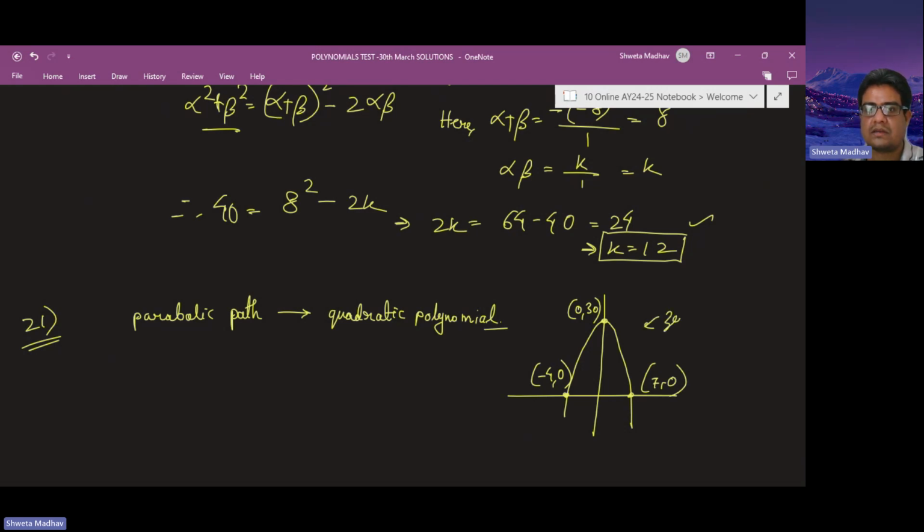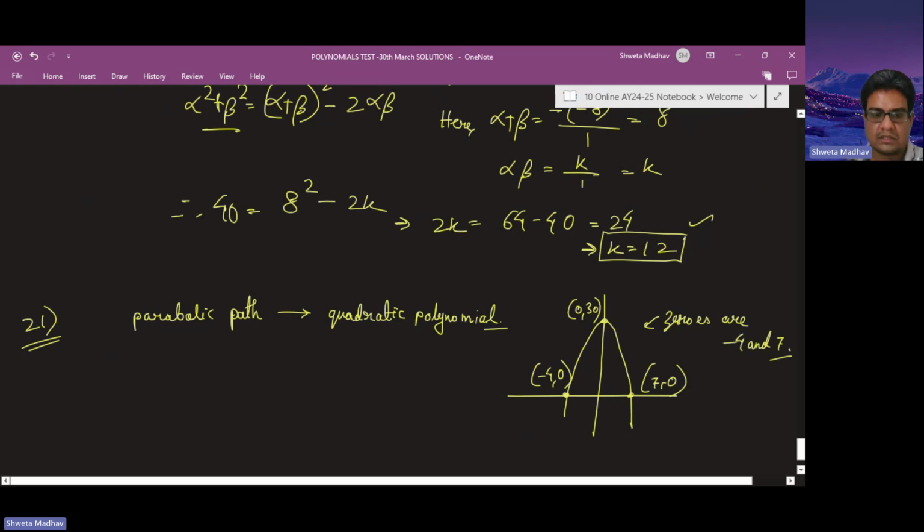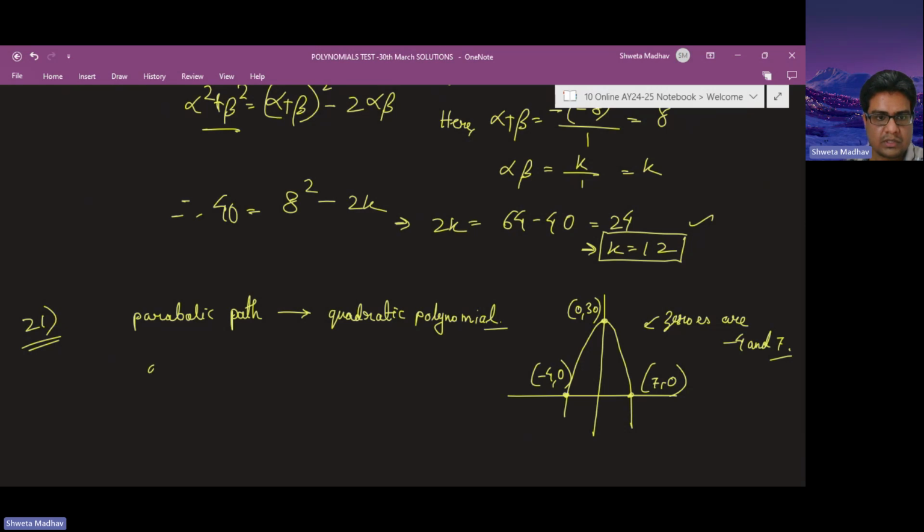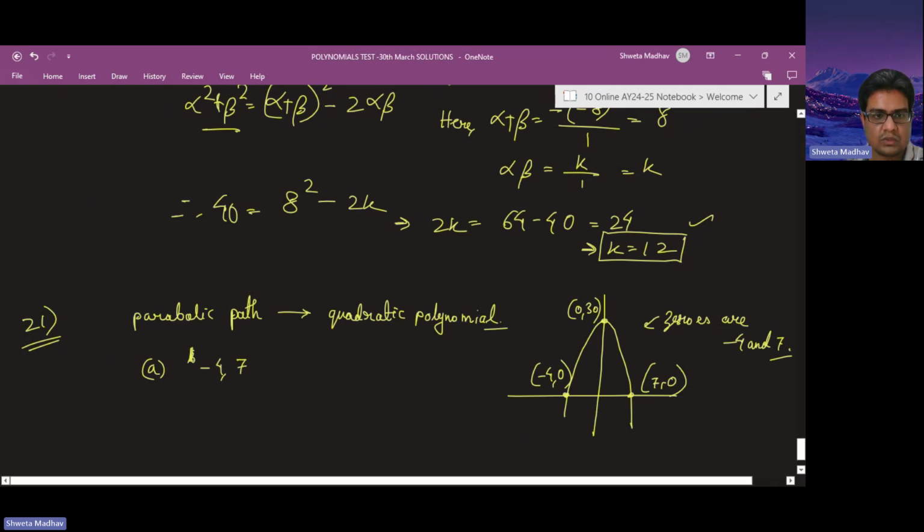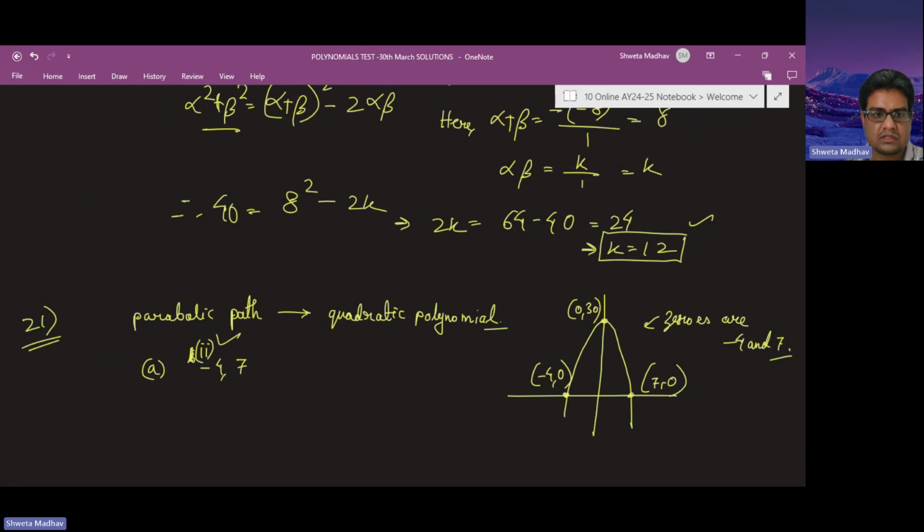So obviously its zeros are -4 and 7. So hence in part A, it has been asked the zeros of the polynomial whose graph is given are, that will be -4 and 7. So option B or option 2 is the correct answer.